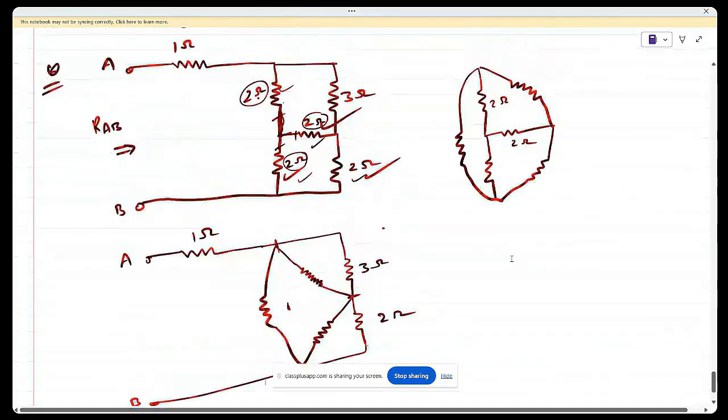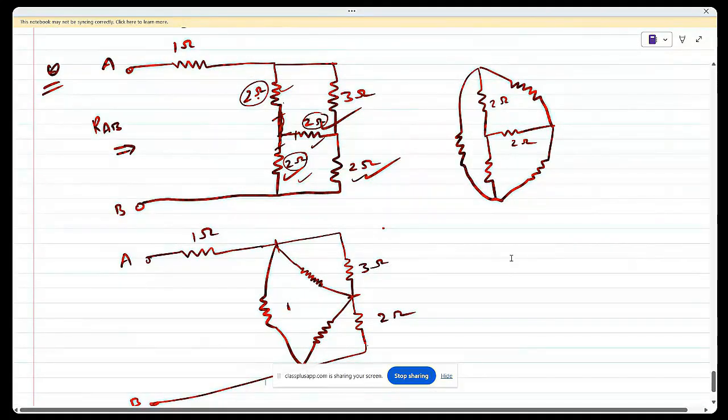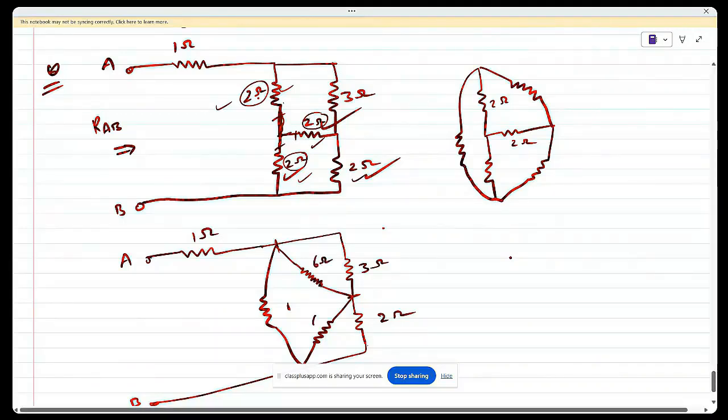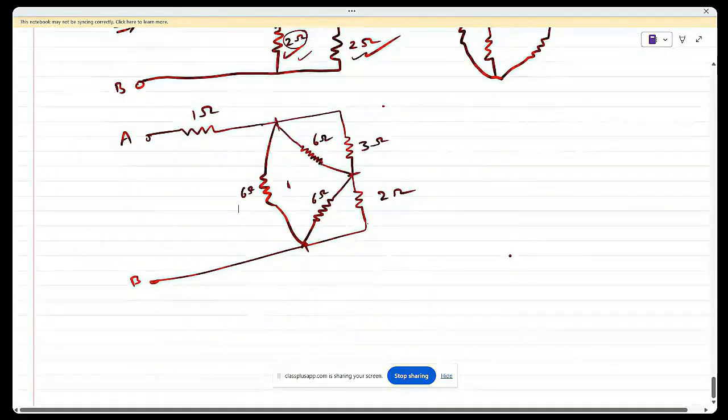So what I have done, these two and these two I have converted in delta, and these have the same values. When the same values of resistances are converted from star to delta, they will increase by 3 times. So it will be 6 ohm, 6 ohm and 6 ohm. Now my job is very easy. Now I can see this 6 ohm and this 3 ohm are connected in parallel. This 6 ohm and this 2 ohm are also connected in parallel.